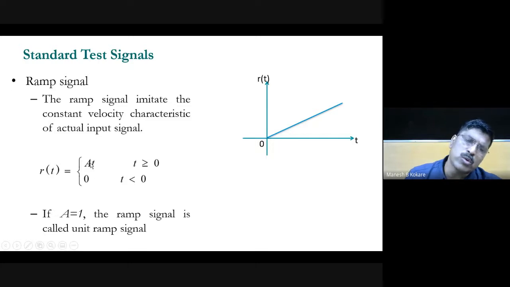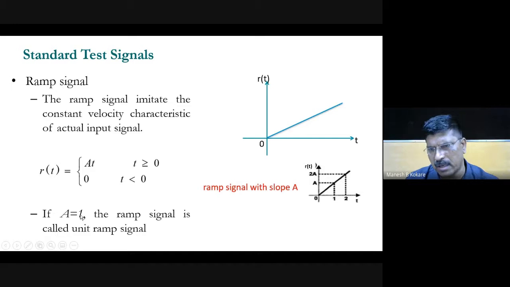Now, this value of A is nothing but the slope of that line. You know how to find the slope of a line: y2 minus y1 divided by x2 minus x1, right? For example, if this is 1 and this is also 1, then you'll get unit slope. So if the value of A is equal to 1, the ramp signal is called the unit ramp signal. Here y1 is 0, x1 is 0, y2 is 1, and x2 is also 1, so the slope will be equal to 1, and that is called the unit slope, right?